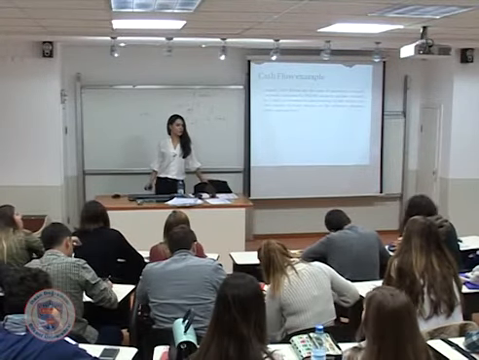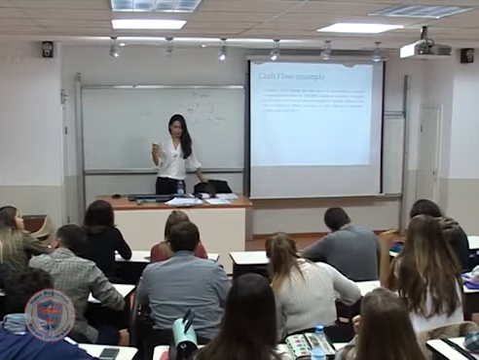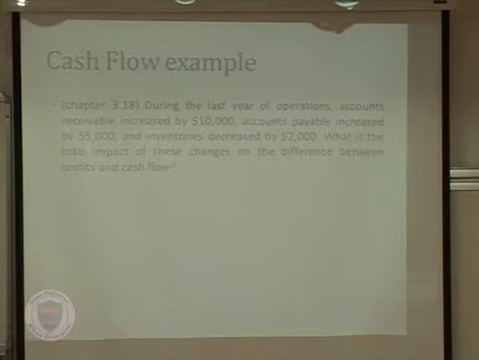So, accounts receivable increased by 10,000. How does it affect cash? Accounts payable increased by 5,000, so cash should increase by 5,000. Inventories decreased by 2,000, which means cash flow?